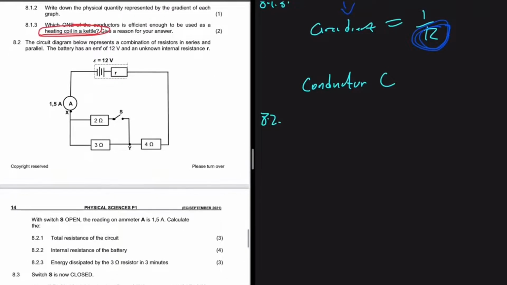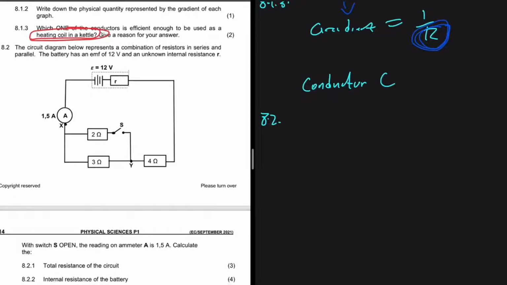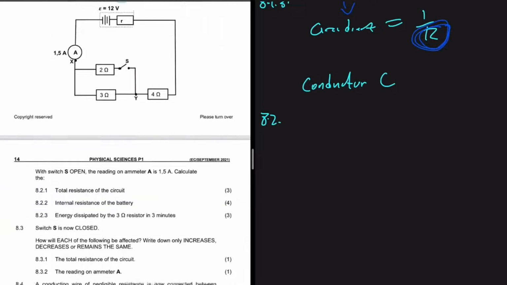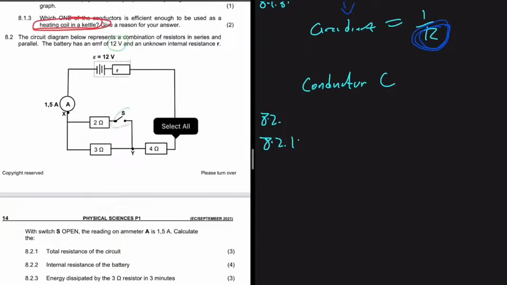So 8.2 says that the circuit diagram below represents a combination of resistors in series and parallel. The battery has an EMF of 12 volts and an unknown internal resistance R. And before 8.2.1, we are told that when switch S is open, here's switch S here, the reading on the ammeter, so we have some I, which equals 1.5 amps.